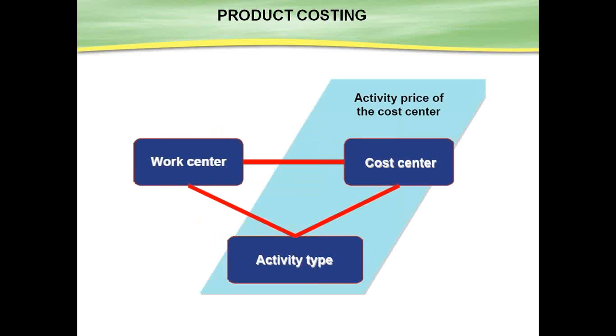Then comes the product costing. When we talk about the product costing, see, every product has two kinds of cost. One is your fixed cost, second is your variable cost. The fixed cost comes from your bill of material, and the variable cost comes from your activity.